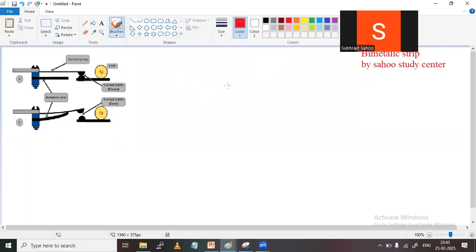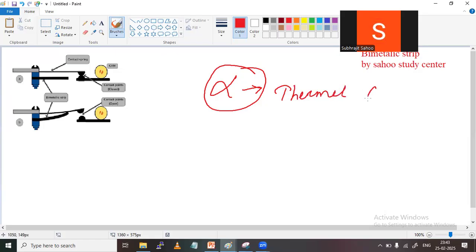alpha. What is this alpha? This alpha is called the thermal coefficient of linear expansion. The thermal coefficient of linear expansion. Sir, what is the meaning?